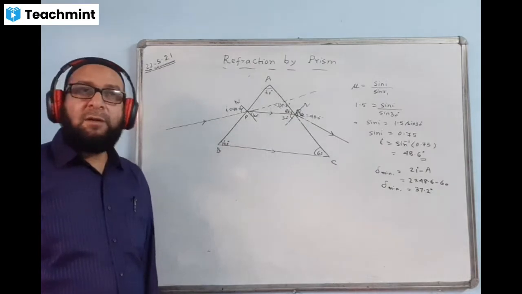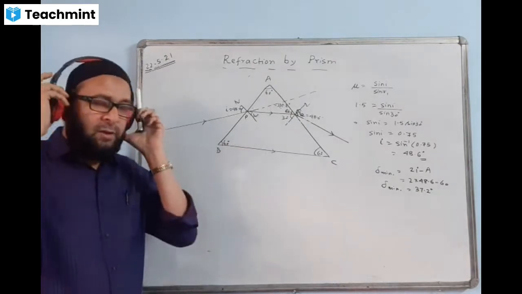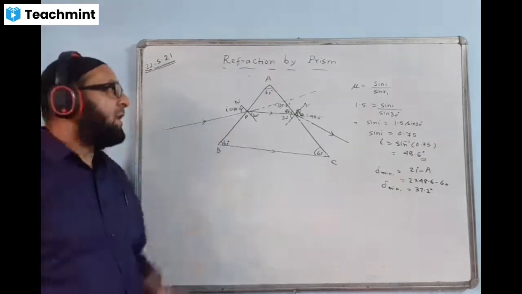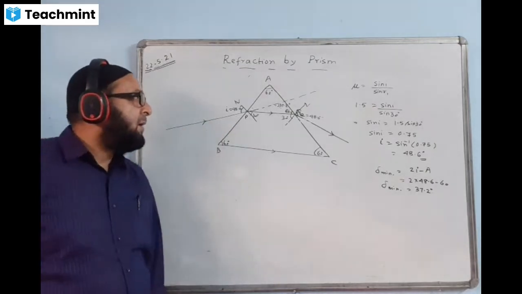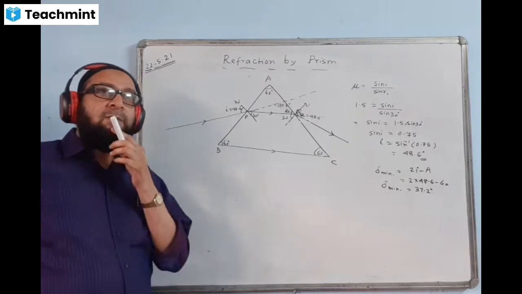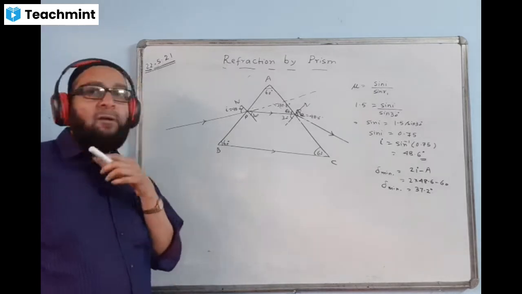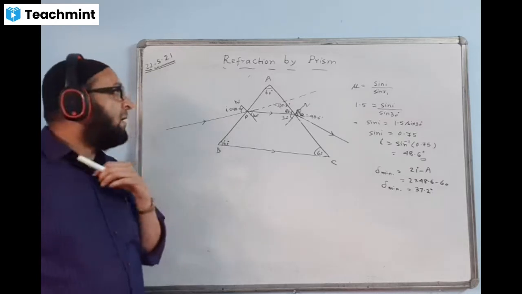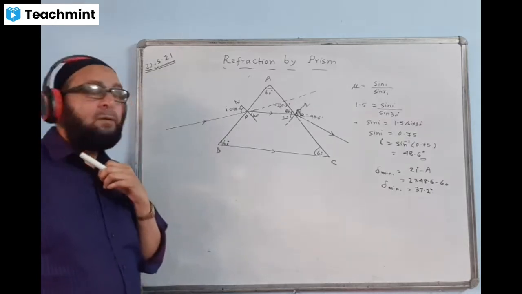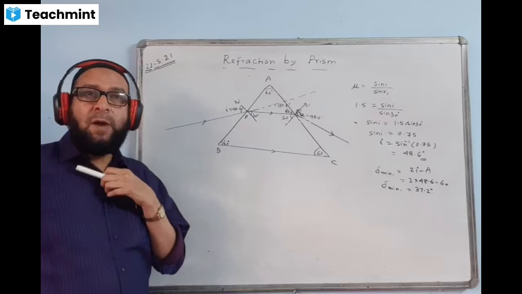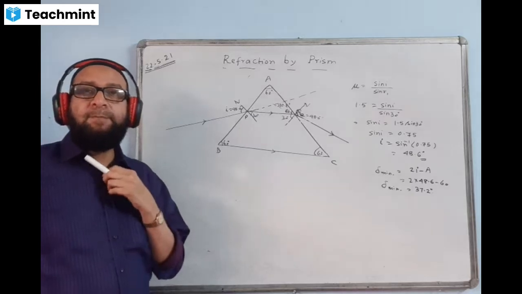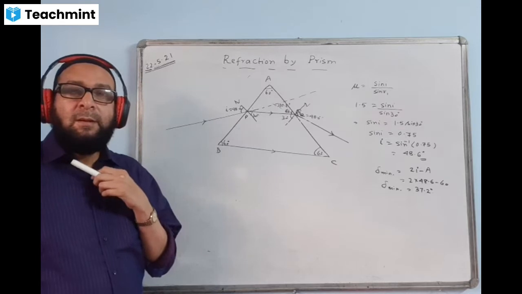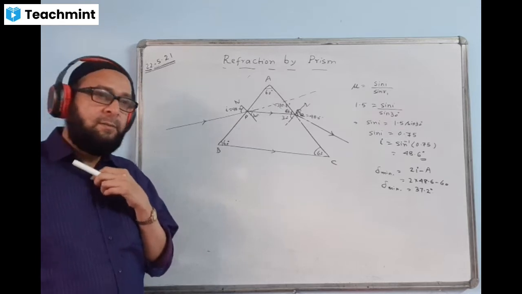If they ask questions in bits and parts, like a short question, then you should know this diagram and you can answer it. Once in ISC they gave this question for 1 mark. What is the angle of refraction for a ray of light passing through an equilateral prism? What is the answer? Please answer.